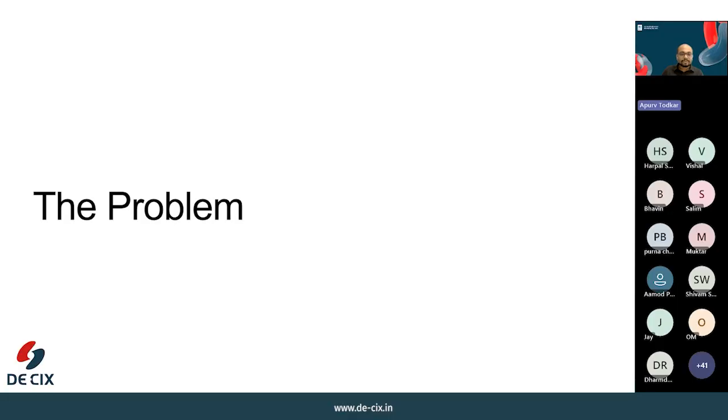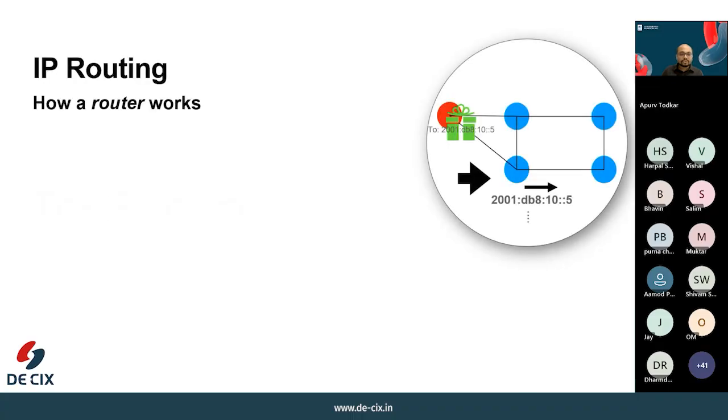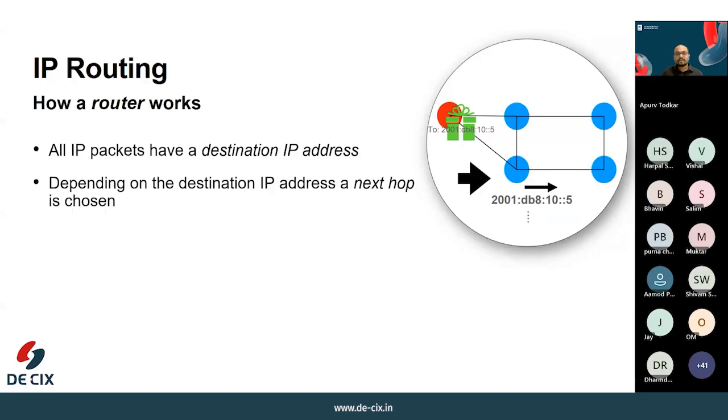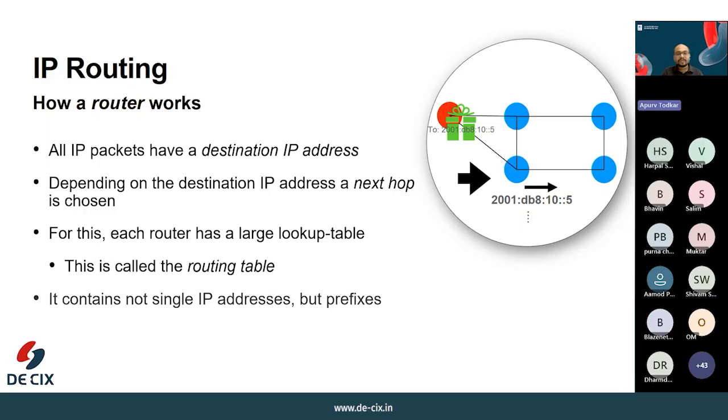Like I said, what is the actual problem? If you remember how a router works, you will recall that every packet has a destination IP address. And when I say IP, I always mean both IP version 4 and IP version 6. Today, IP version 4 and IP version 6 will be handled separately, and I'll clearly mention which concept applies to which protocol. But at a high level, this applies to all the IP protocols.